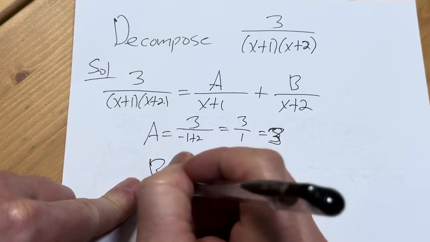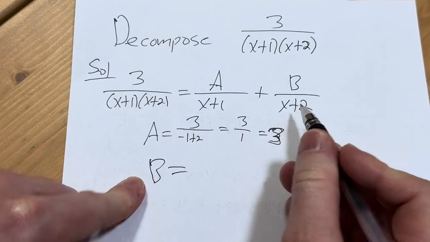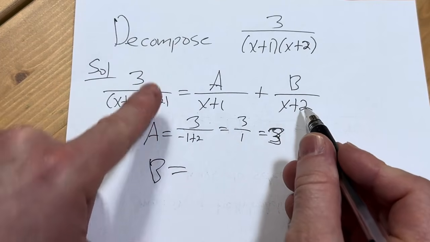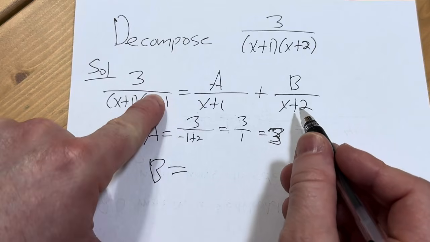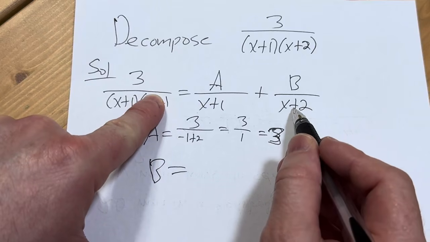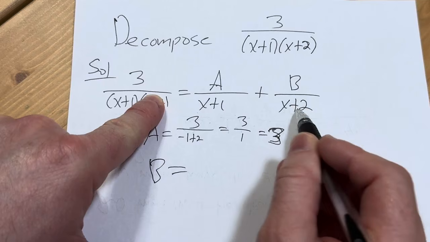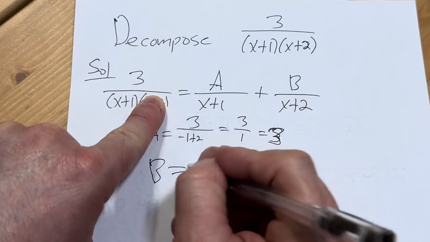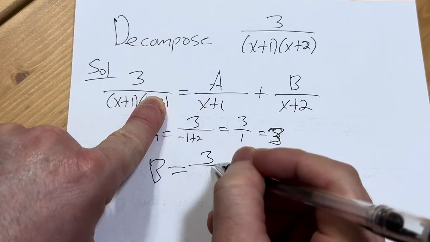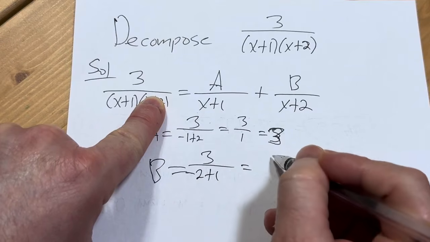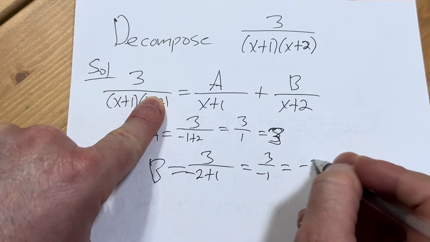To find B, you cover up what's under B, right, x plus 2, so you cover up x plus 2. That's what's under B. And you ask yourself, what makes this problematic? What makes the bottom 0? -2. So it's 3 over -2 plus 1. So it's 3 over -1, so -3.